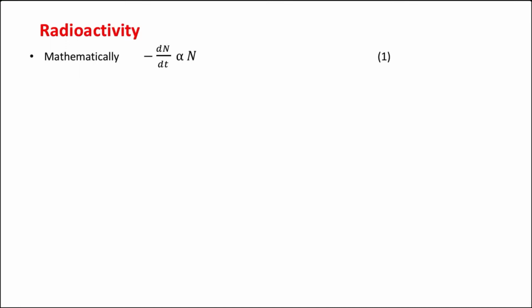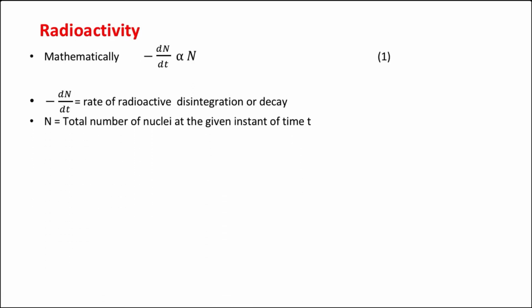Now, if I want to represent it mathematically, I can write the rate of radioactive decay, that is minus dN upon dt, is directly proportional to capital N, that is the total number of nuclei of that particular element at that instant of time t. So here minus dN upon dt represents the rate of radioactive disintegration or radioactive decay. Capital N represents the total number of nuclei present at that given instant of time t.